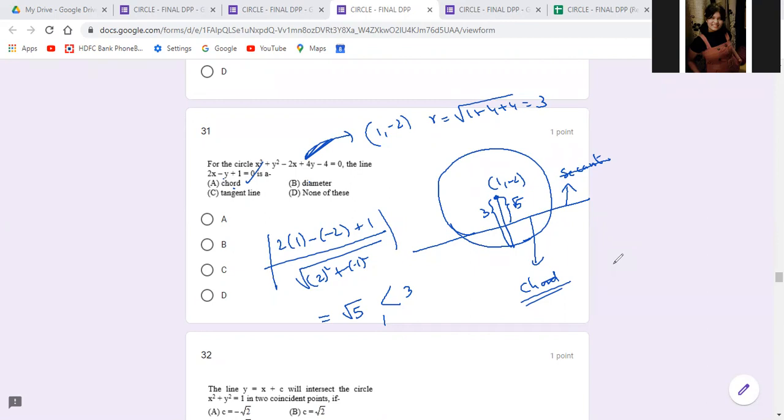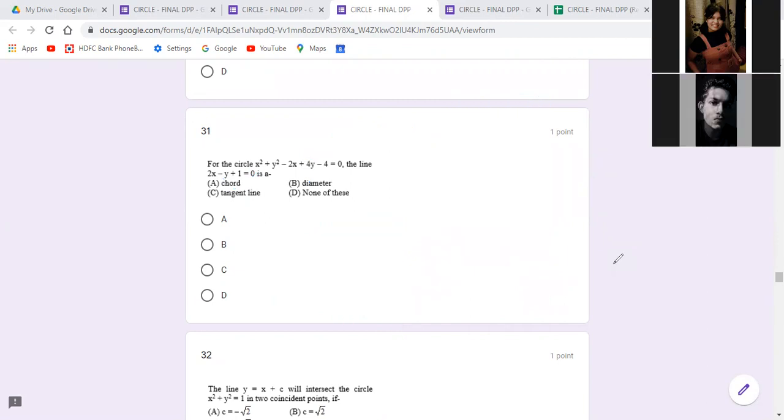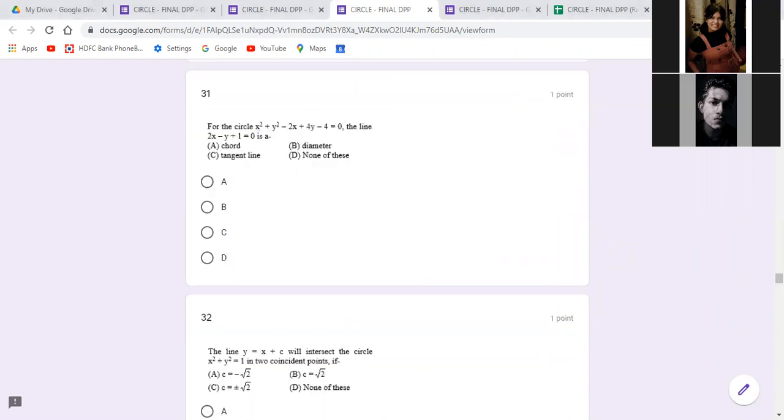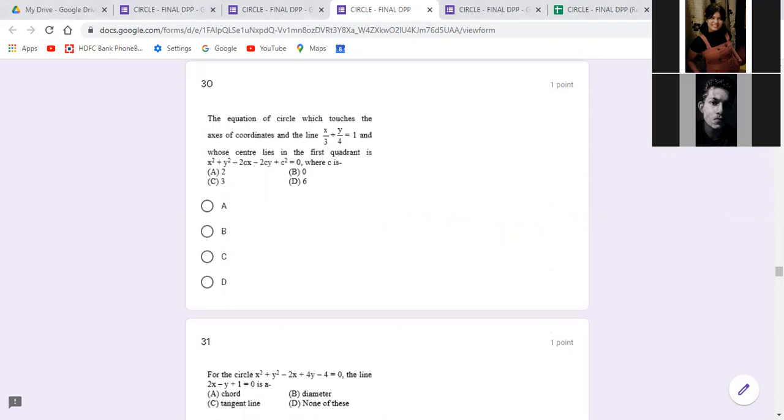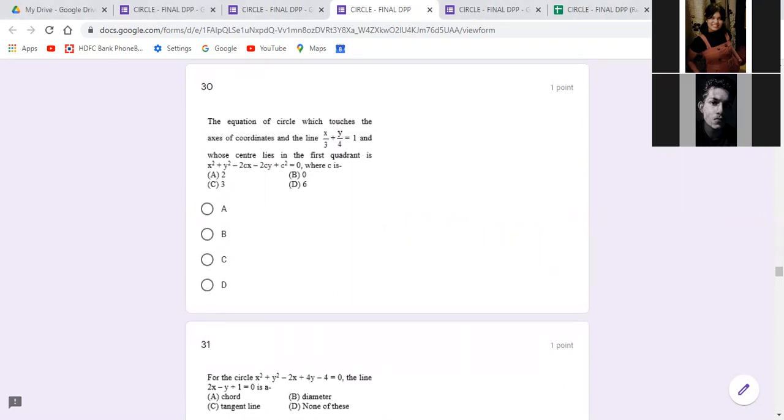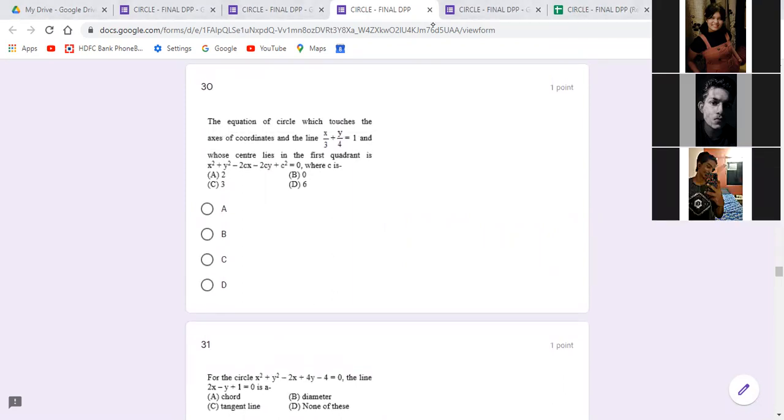Fine. Sir, question 30, can you show? What happened to 30? We have doubts, sir. Can you solve? Acha. The equation of the circle which touches the coordinate axes and whose center lies in the first quadrant.